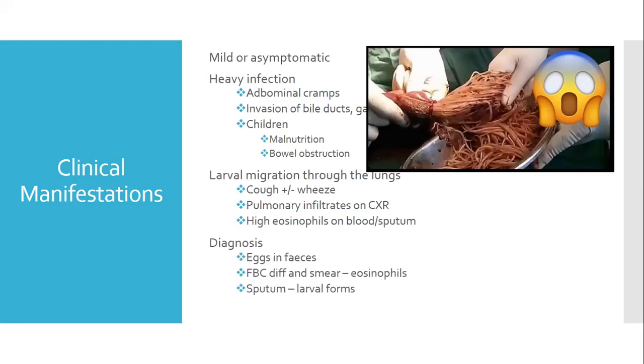The diagnosis is through the visualization of the eggs in stool specimens, and on the FBC and diff and smear, a high eosinophil count would alert you to this condition. And then these coughed up larvae can actually also be found in the sputum.